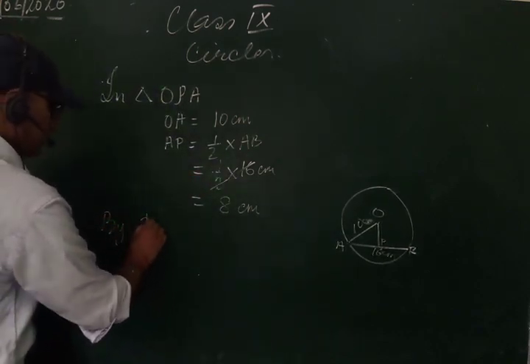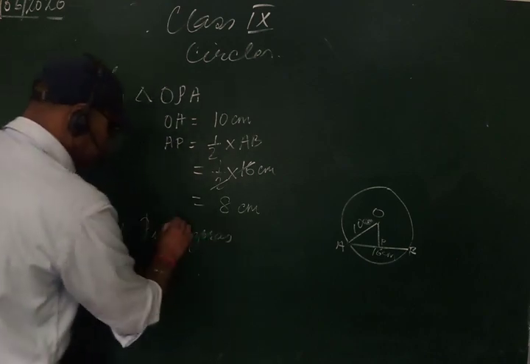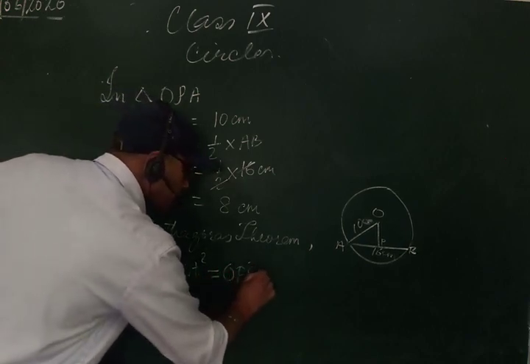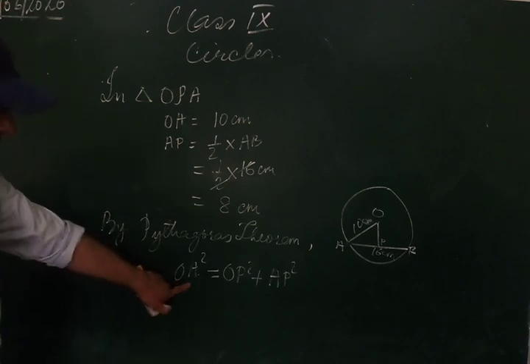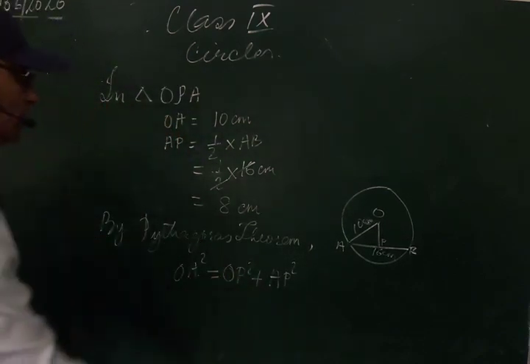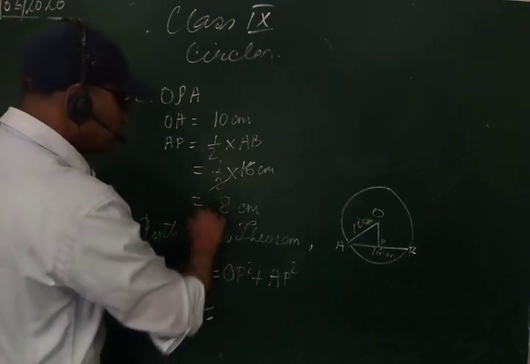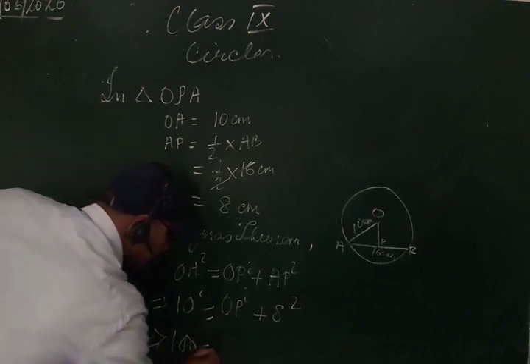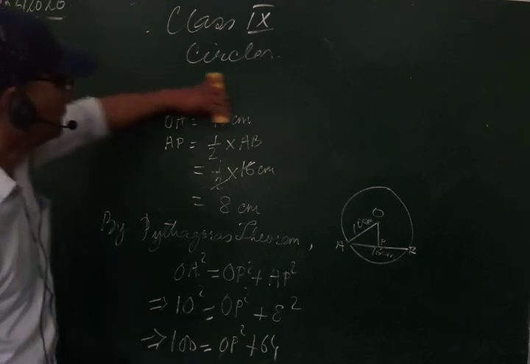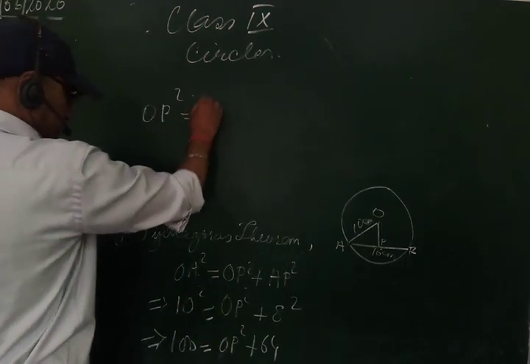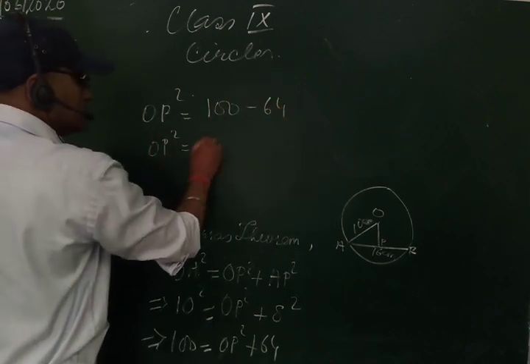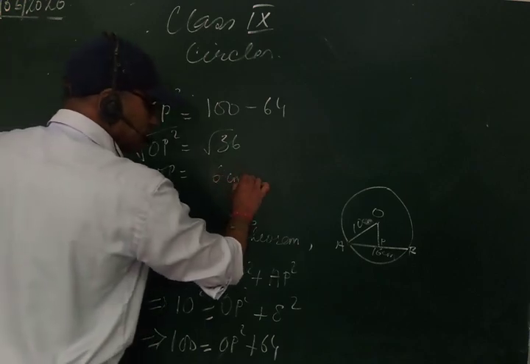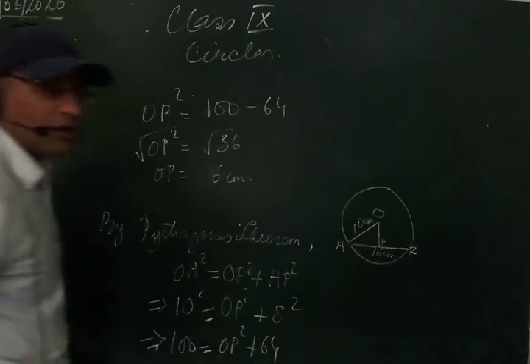Now, what you do is, by Pythagoras' theorem, what you can write, OA square is equal to OP square plus AP square. Okay, hypotenuse square is equal to perpendicular square plus base square. Yes, OA, we can write it as 10 square is equal to OP, we don't know, plus AP is 8 square. 10 square means 100 is equal to OP square plus 64. Or OP square is equal to 100 minus 64. OP square is equal to 36. OP is equal to, taking the square root on both sides, 6 centimeters. Therefore, OP means the distance from the center to the chord. This is how we find.